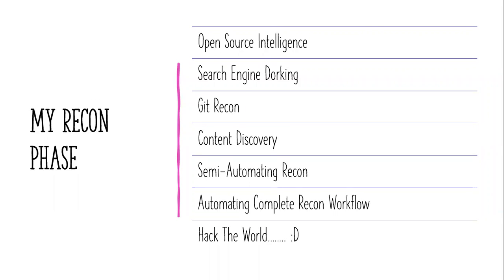I didn't mention Google Docs over here because I use Bing as well, I use Yahoo as well, I use DuckDuckGo as well, because the results differ. Then there's Git Recon. It gives you a lot of stuff. Then content discovery, as in finding hidden parameters, finding more attack surface. And then I use some tools to semi-automate my recon. And then there is one tool only to completely automate the recon workflow. And then I just start hacking into the targets.